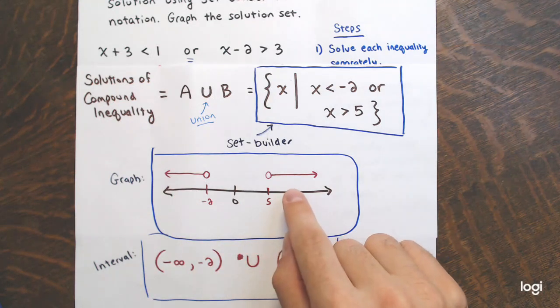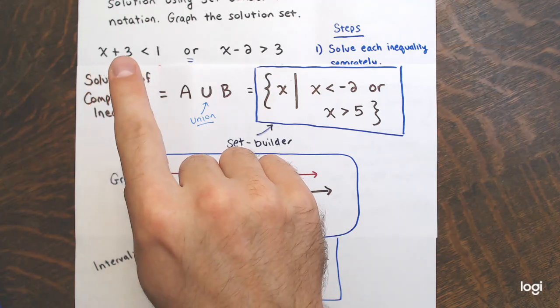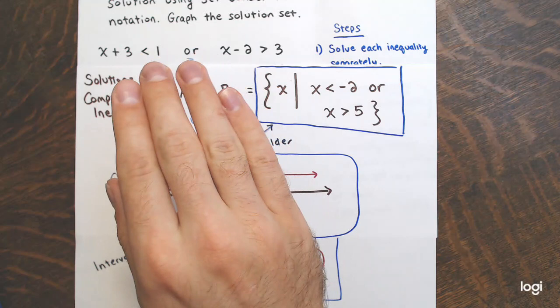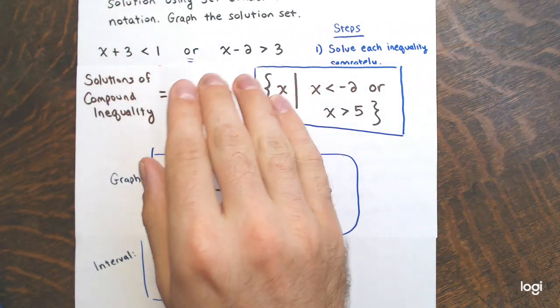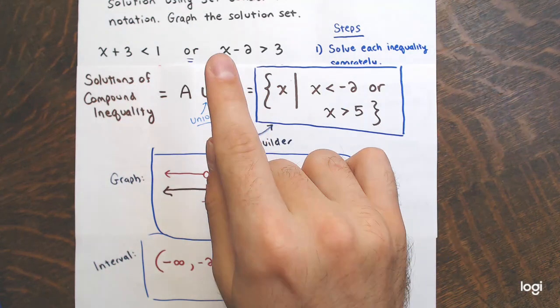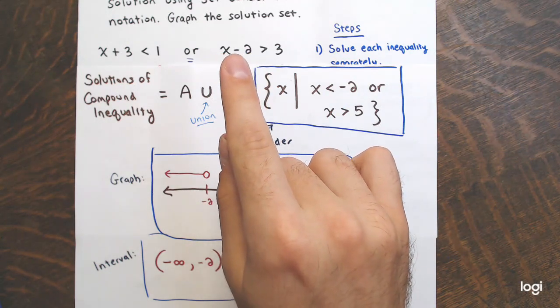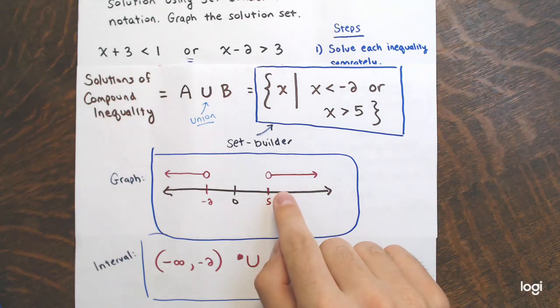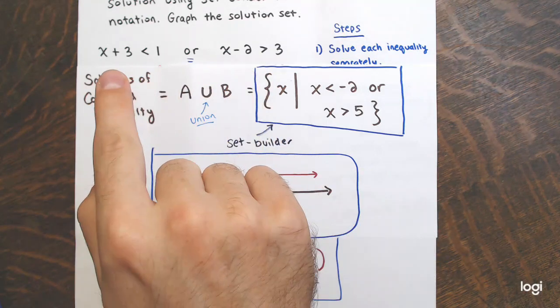How about 6? Well, let's see. 6 plus 3 is 9. Is 9 less than 1? No. But we're okay. We can still see if the other one's good. All right? Just because that one's not good doesn't mean the whole thing's not. Plug in 6 over here. 6 minus 2 is 4. Is 4 greater than 3? Yeah. So 6 is a solution of the compound inequality.